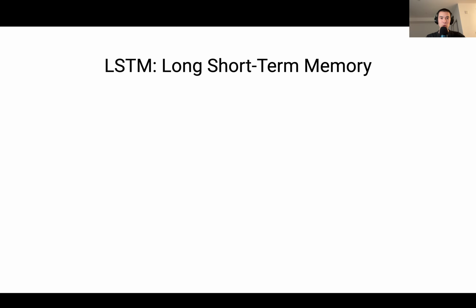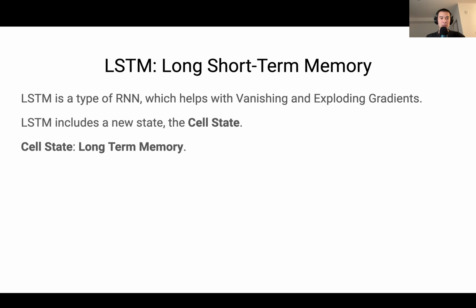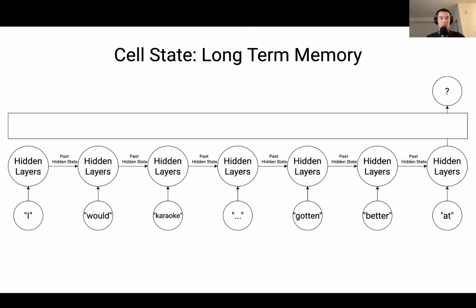Enter LSTM, or long short-term memory. LSTM is a type of RNN which helps with vanishing and exploding gradients. And LSTM includes a new state, the cell state. The cell state can be thought of as long-term memory, whereas the hidden state that we've been reviewing so far can be thought of as short-term memory. So now in addition to the hidden state, we now have cell state for long-term memory.